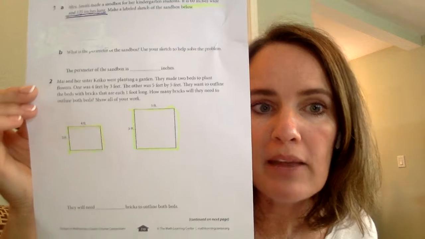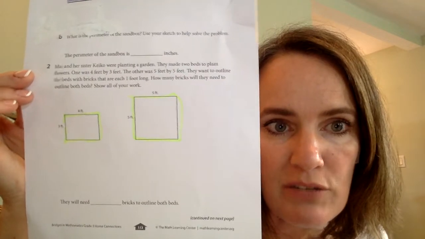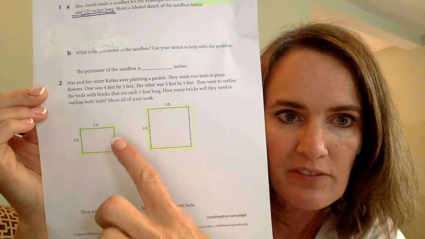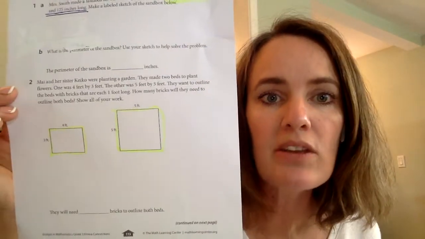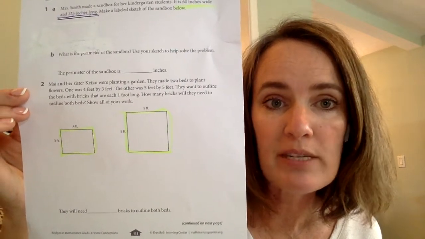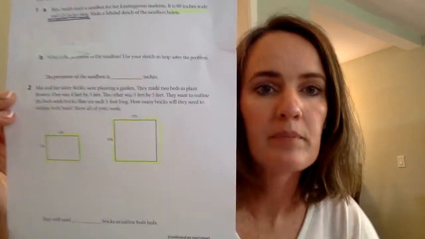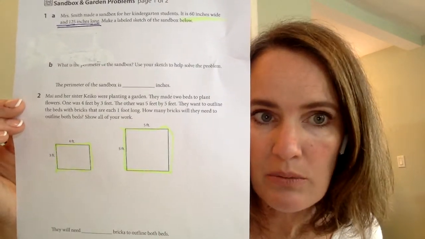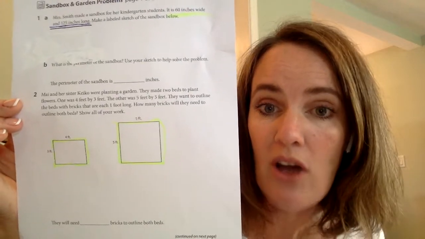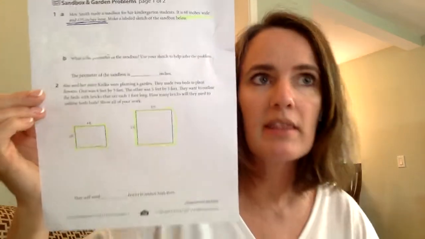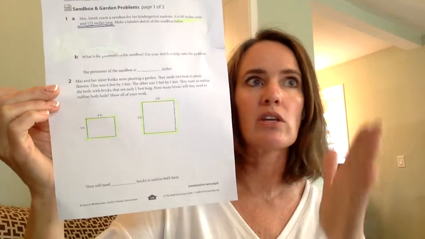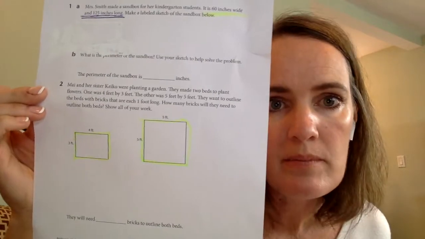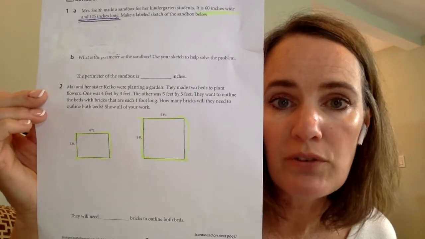One was 4 feet by 3 feet. Point to the bed that is the flower bed that's 4 feet by 3 feet. Yes, this little guy, 4 feet by 3 feet. And the other was 5 feet by 5 feet. Point to that one. Yep, that's the bigger one. They want to outline the beds with bricks that are each a foot long. So maybe they wanted to separate the grass or the yard by outlining those flower beds with bricks. They are each 1 foot long.